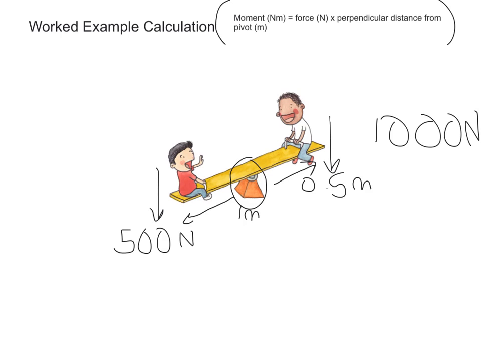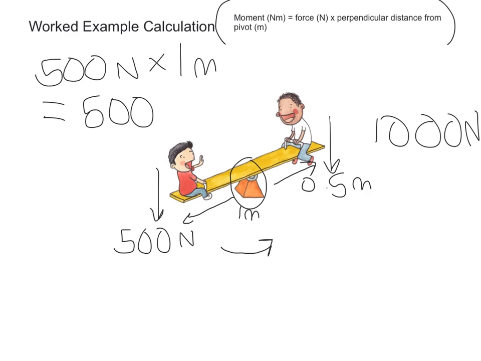So let's start with the person on the left, who will therefore be, if you remember from before, our anti-clockwise moment. So his force is 500 newtons and his perpendicular distance from our pivot is 1 meter. Therefore, that moment will be 500 Newton meters.